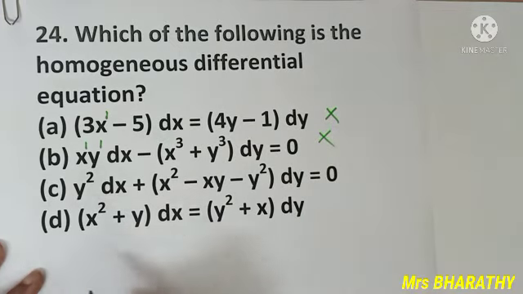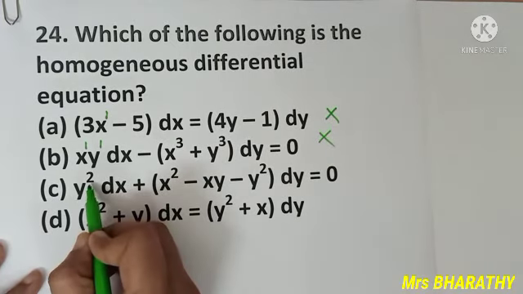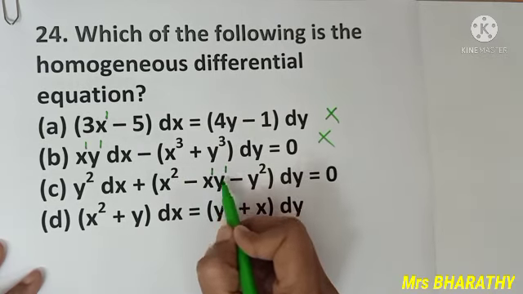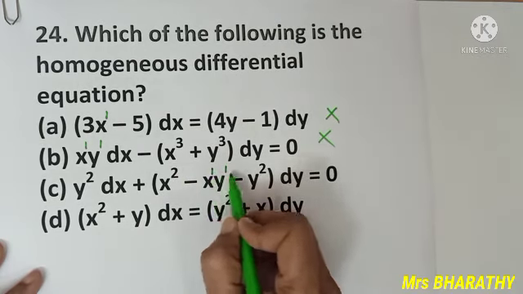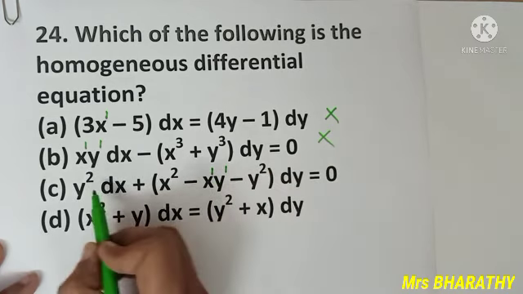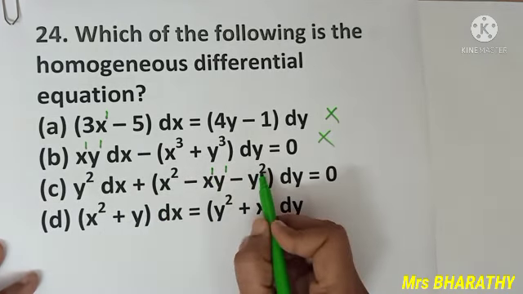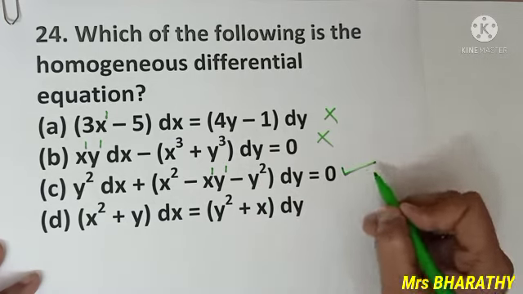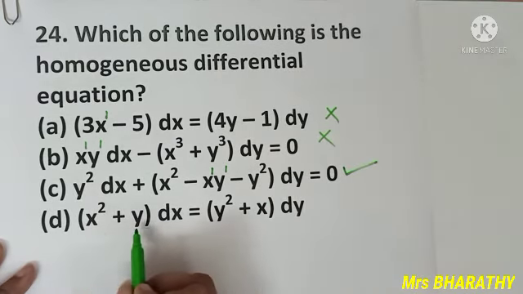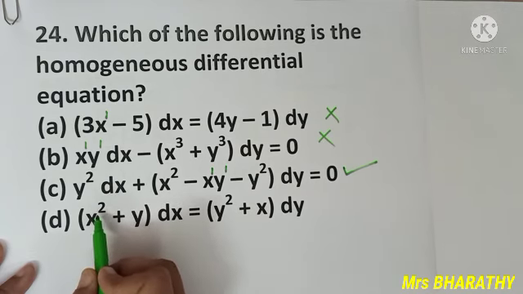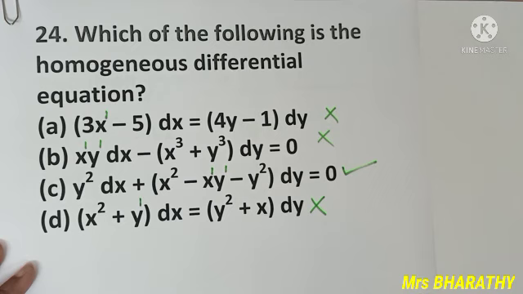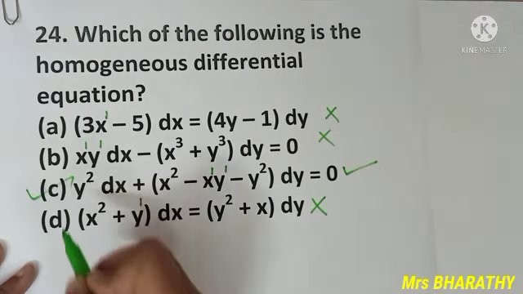Next we come up to C. The degree is 2. The degree is 2. Here 1 plus 1. Whenever I multiply, I add the degree. So that is also 2. Here also 2. So every term has same degree. So this is a homogeneous differential equation. When I come to option D, here the degree is 2. Here the degree is 1. Again it is not homogeneous. So the right option is C.